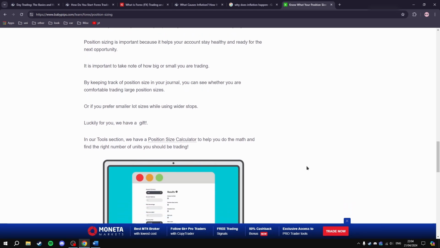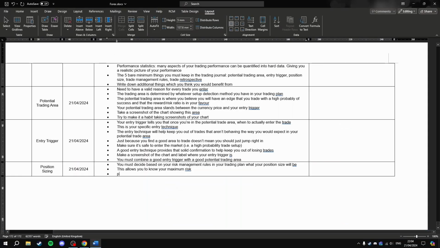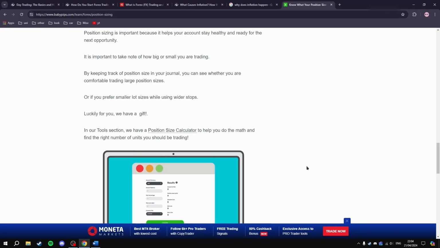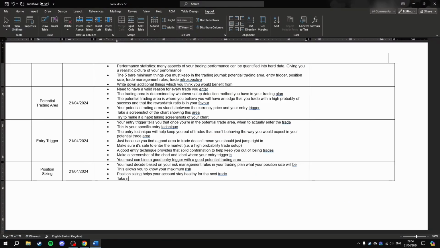Position sizing is important because it helps your account stay healthy and ready for the next opportunity. It is important to take note in your trading journal of how big or small you're trading.